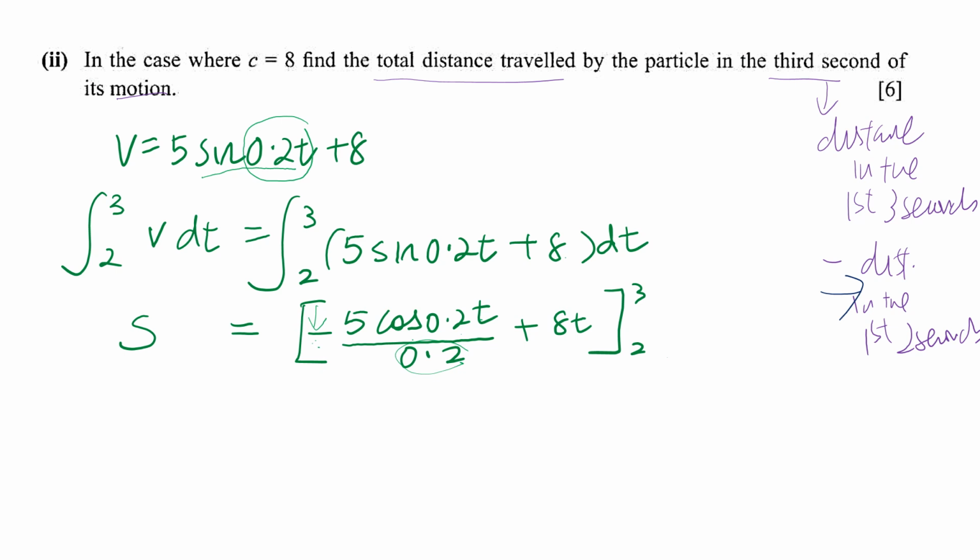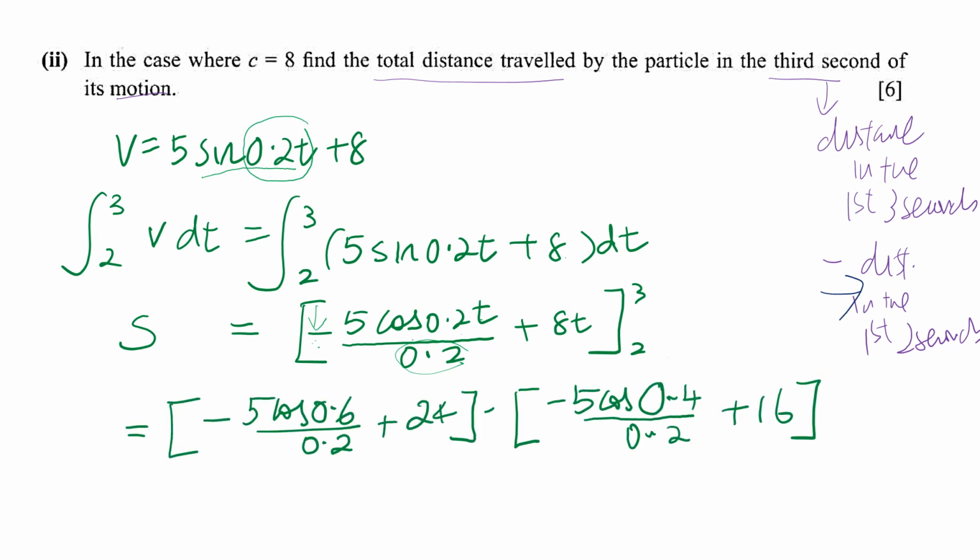So I'm going to substitute t to be 3 first, and then minus away, substitute t to be 2. Do not skip any steps. I think it's important that you write down. Some students will just try to punch everything using the calculator, and then you're prone to making mistakes. So it's best to show this step and this step by substituting your t to be 3.